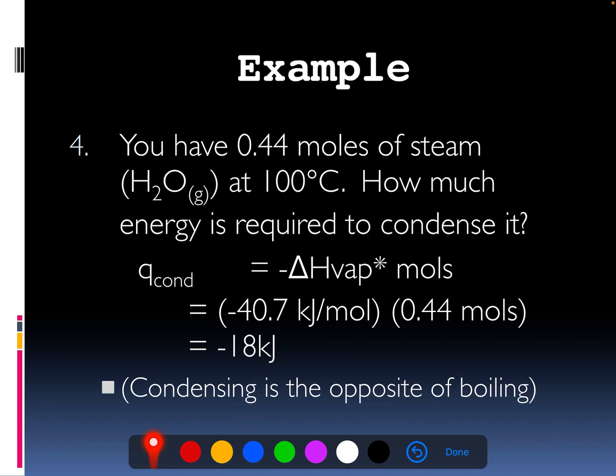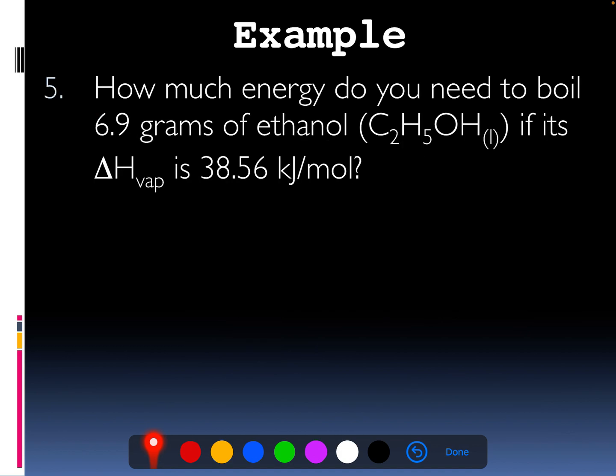Condensing is, of course, the opposite of boiling. How much energy do you need to boil 6.9 grams of ethanol? Now, ethanol is going to have a different delta H of vaporization. So I have to include it here in the equation, or you could look it up online or something. So it's telling me my delta H of vaporization is 38.56.